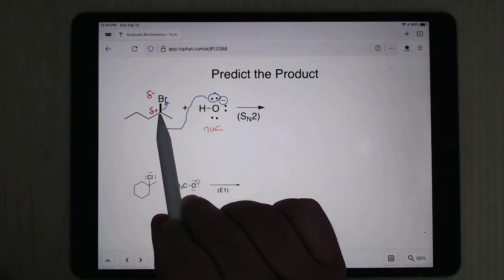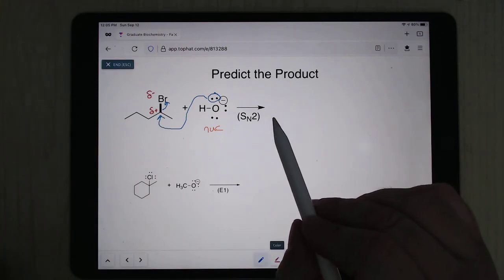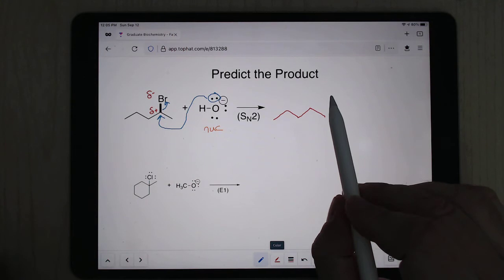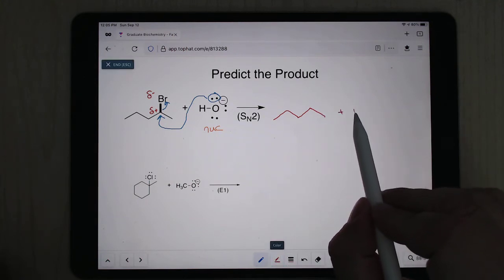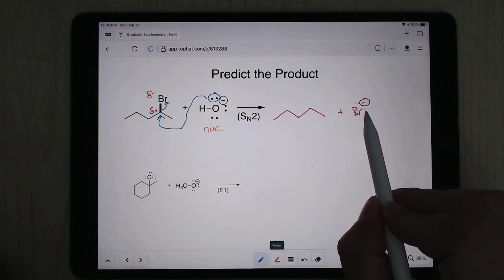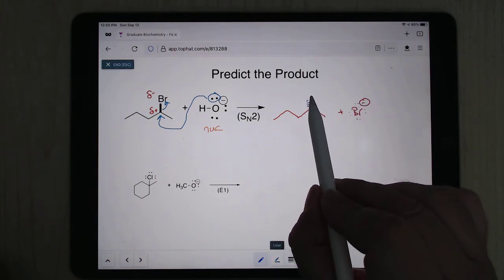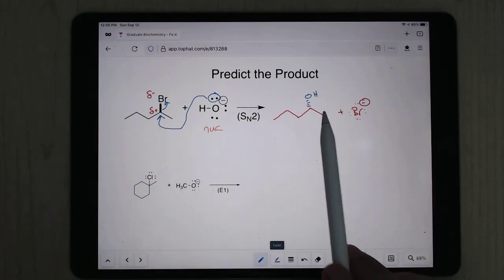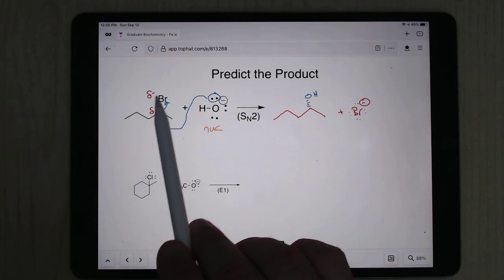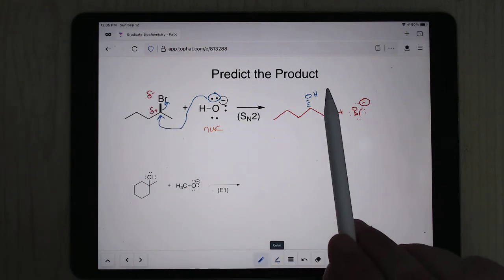Try that again. And so when that happens, we're going to get plus Br minus. And your nucleophile is going to be on a wedge. So if your leaving group is on a dash, I'm sorry, if the leaving group's on a wedge, you're going to end up with a dash.